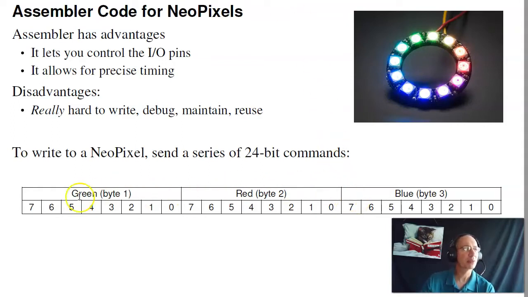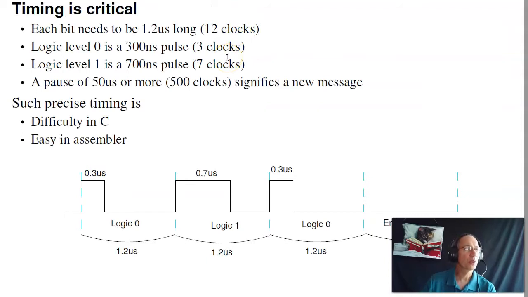And as a refresher, to drive the Neopixel, you've got to send it 24 bits of data. It goes green, most significant bit first, then red, then blue. When you do that, timing is critical. Each bit has to be 1.2 microseconds long. That's 12 clocks. Logic 0 is a pulse that's 0.3 microseconds long, 3 clocks. Logic 1 is 0.7 microseconds long, 7 clocks. And a pause of more than 50 microseconds signifies a new message.